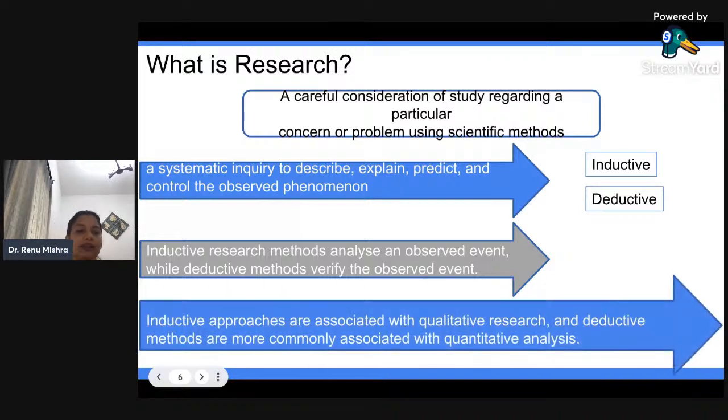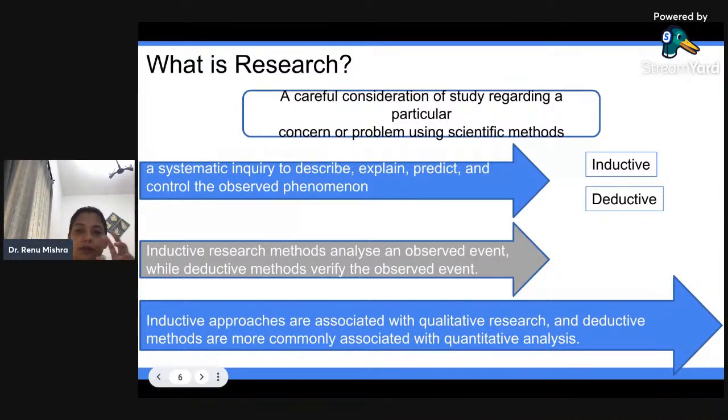Okay. Now, inductive approaches are basically associated with qualitative research, because what I would like you to understand as qualitative research is something where you are observing a particular method, a particular cause, a particular theory or concept.